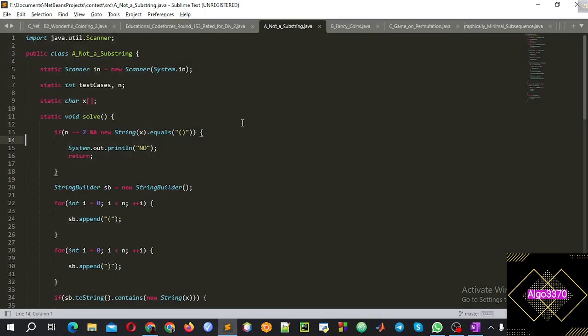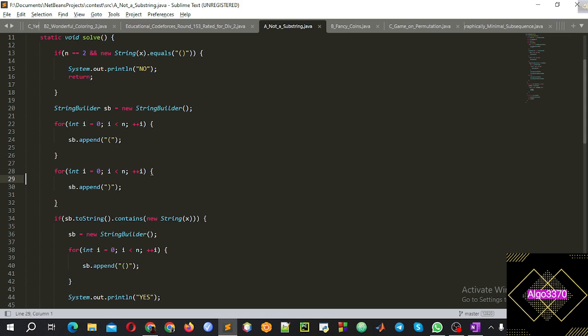The first time, we will check whether our value of n is 2 or not. If it is, and our given string is a regular bracket sequence of length 2, then our answer will always be no. Otherwise our answer will always be yes.